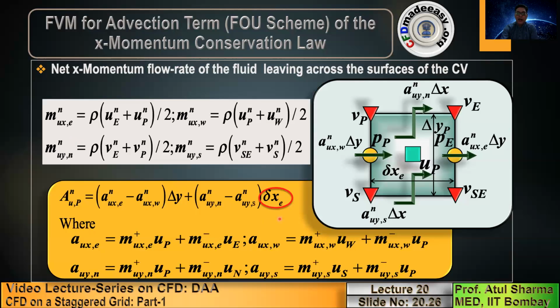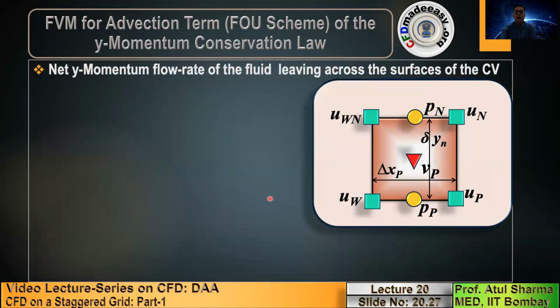And here again, I'm highlighting the geometrical parameter which is different for non-uniform Cartesian grids. If you consider the advection term for the y momentum conservation, then you have to calculate the net y momentum flow rate of the fluid leaving across the surface of the control volume.